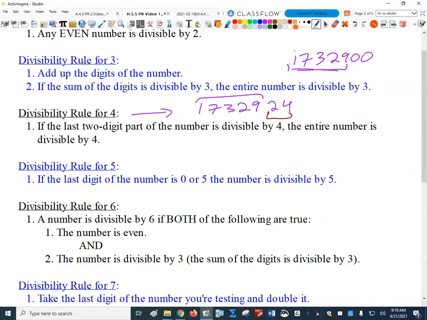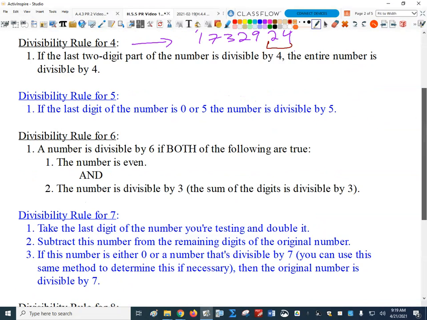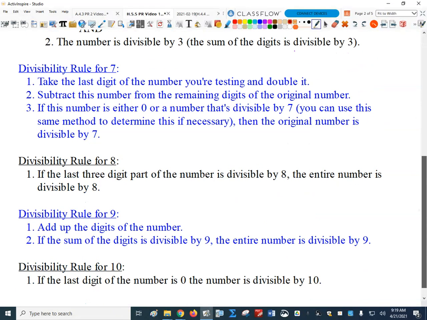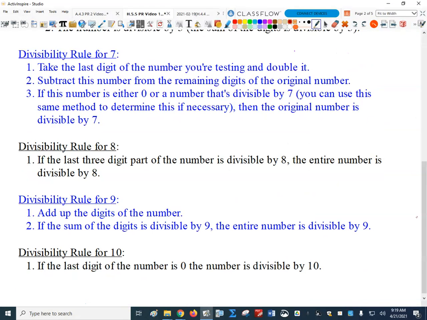Kind of cool. Okay, so it would divide into this one evenly, wouldn't it? Because 4 goes into 24 evenly. Okay, same kind of thing is true for 8. 8 doesn't divide evenly into 100, but it divides evenly into 1,000. So all you'd have to do for 8 is only consider the last 3-digit part. If 8 goes into the last 3-digit part, it goes into the entire big number.